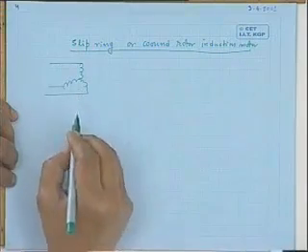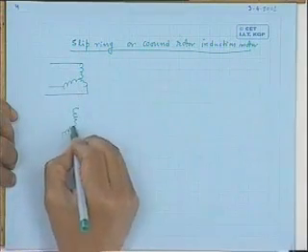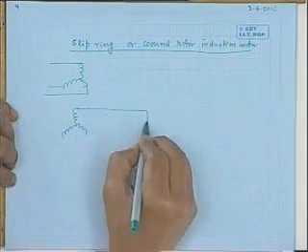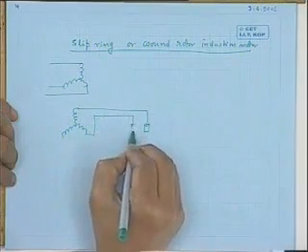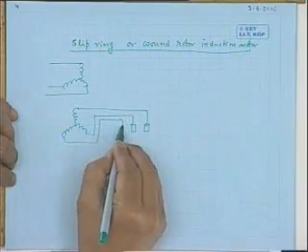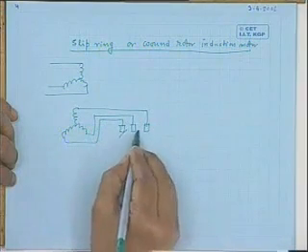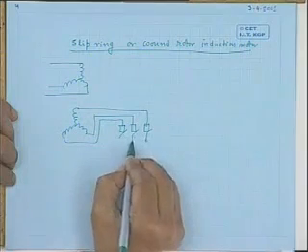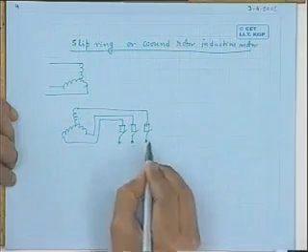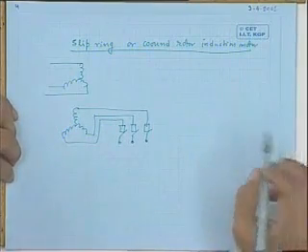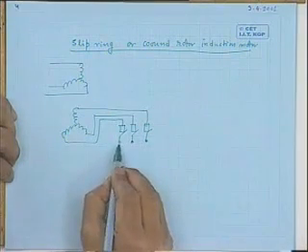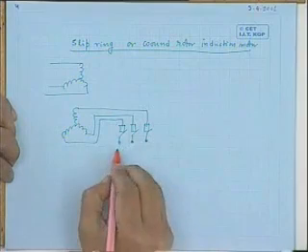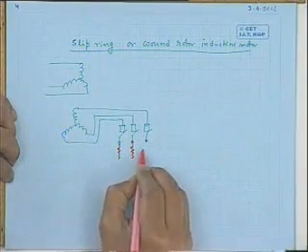If this is your induction motor stator, this is the rotor, these are the slip rings, and these are the fixed brushes. Now, one of the parameters which can be varied in the rotor circuit is the rotor resistance. This I can easily manipulate by connecting three external resistances in the rotor circuit.